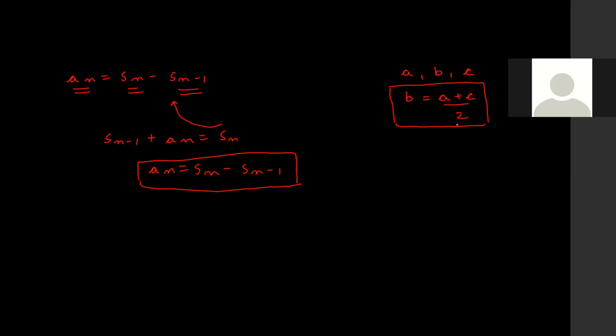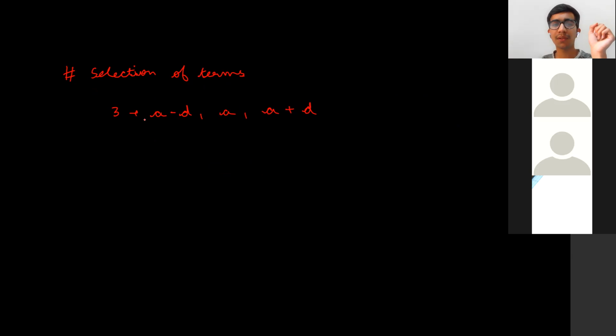Now there are some questions where you need to select the terms. Selection of terms. Let's say they say the sum of the first 3 terms of an AP is this, the 5th term is this, the 7th term is this, then how do you select the terms? When you have to select 3 terms, select them in the way a minus d, a, a plus d. Take these as the 3 terms. Sir, why take these 3 terms? Because actually in most questions the first condition is that the sum of all the terms is given.